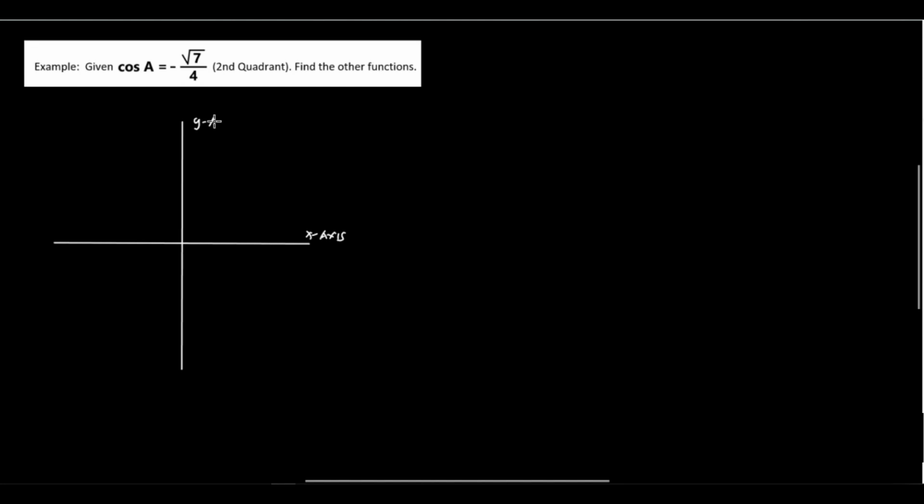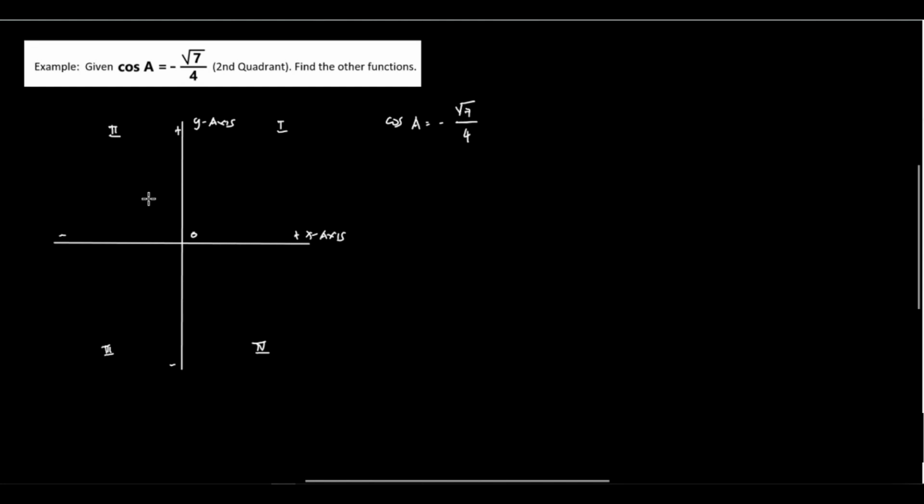and this is the y-axis, and the origin 0. The upper y-axis is positive and the lower y-axis is negative, and the left side of the x-axis is negative, and the right side of the x-axis is positive. And this is the first quadrant, second quadrant, third quadrant, and this is the fourth quadrant. So given cosine A, that's negative square root of 7 all over 4, and it is located at the second quadrant.